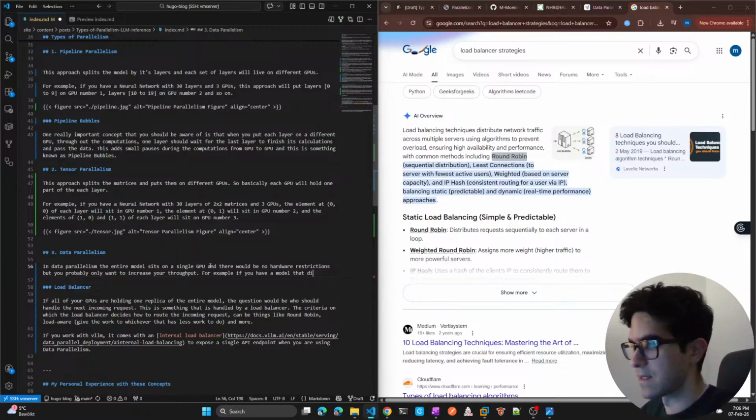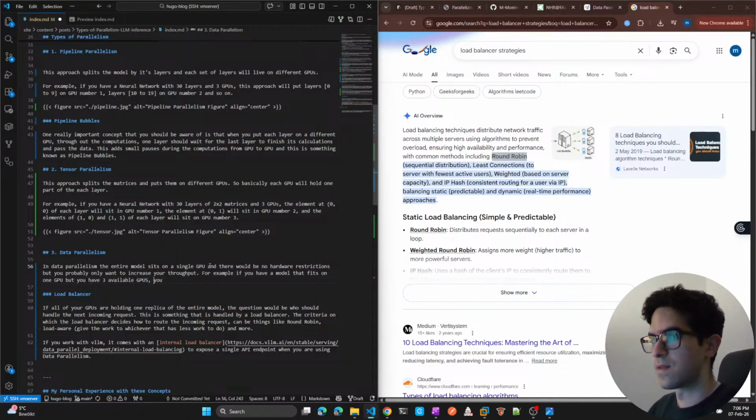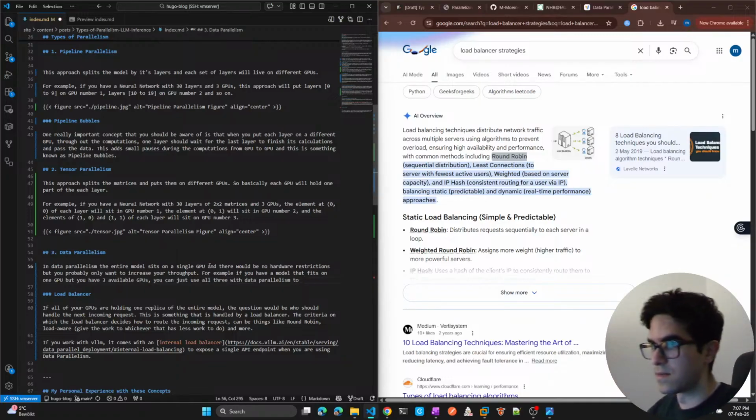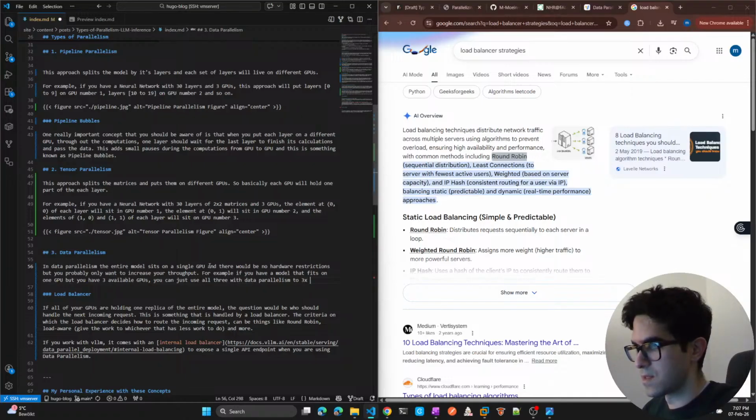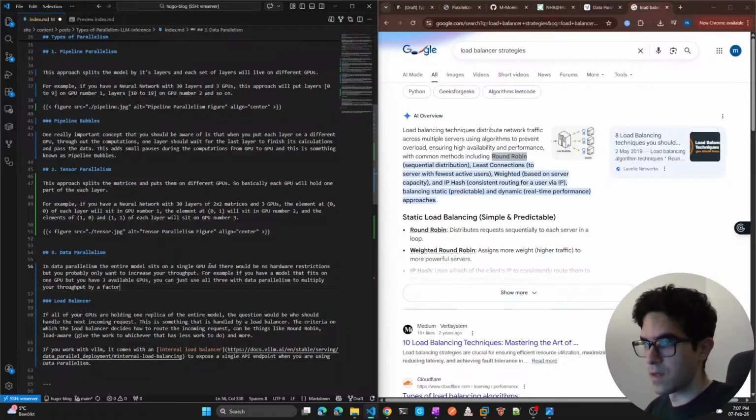If you have a model that fits on one GPU, but you have 3 available GPUs, you can just use all 3 with data parallelism to multiply your throughput by a factor of 3. This is the best case.